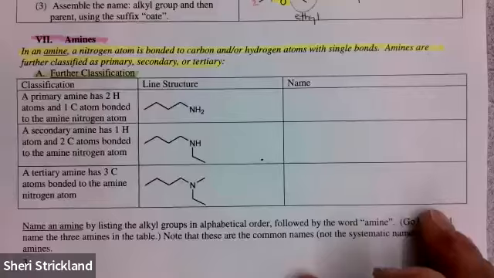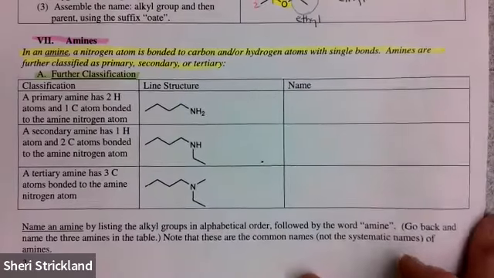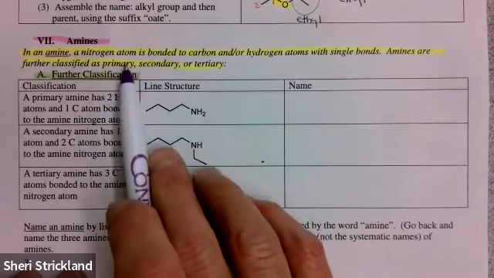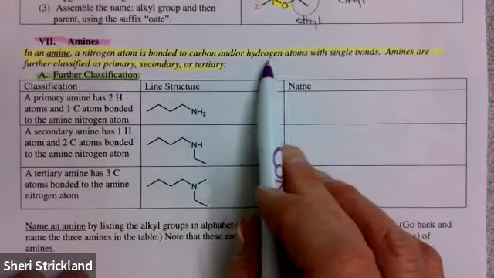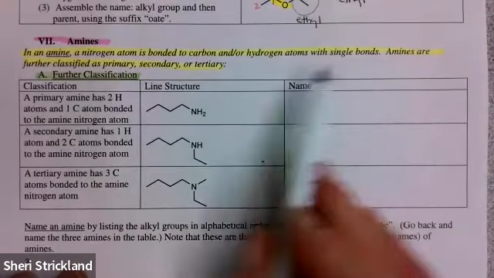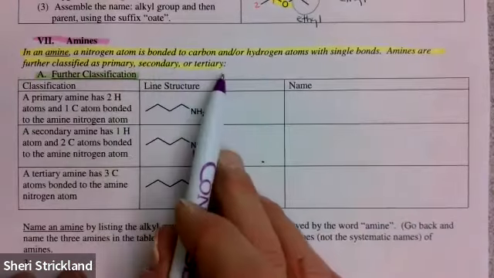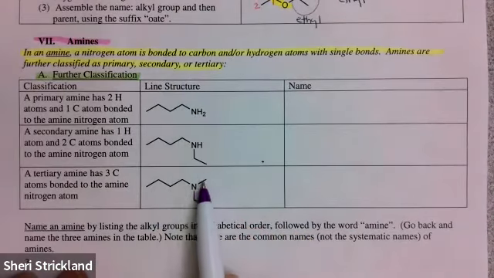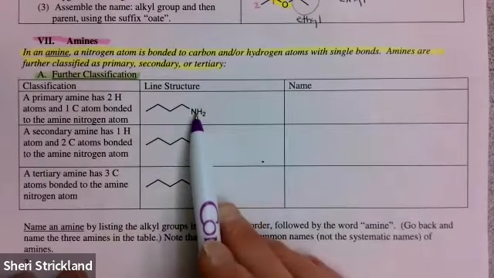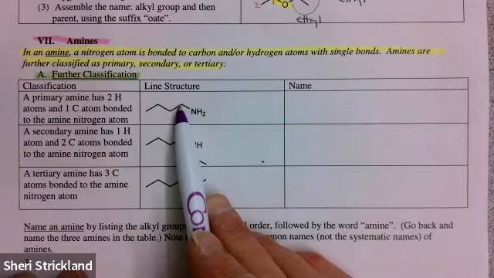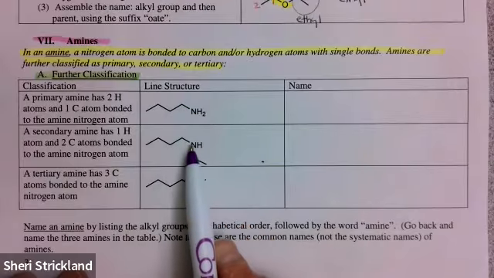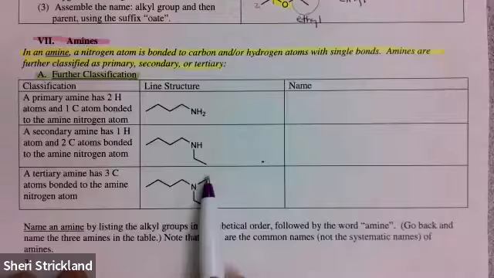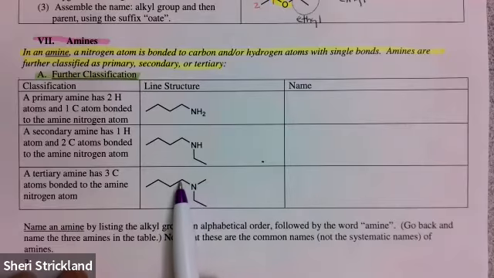All right, so the last functional group we want to talk about in this video is amines. And in an amine, a nitrogen atom is bonded to carbon and/or hydrogen atoms with single bonds. Amines are further classified as primary, secondary, and tertiary. And this has to do with what's bonded to the nitrogen. If the nitrogen is bonded to two hydrogens and one carbon, then it's a primary amine. If it's bonded to one hydrogen and two carbons, it's a secondary amine. And if it's bonded to three carbons, it's a tertiary amine.